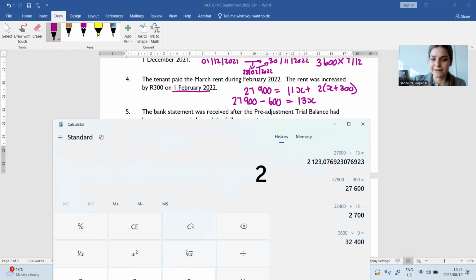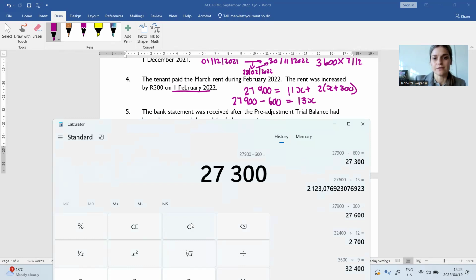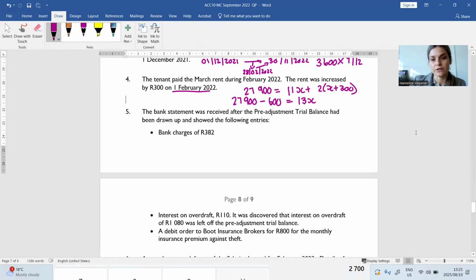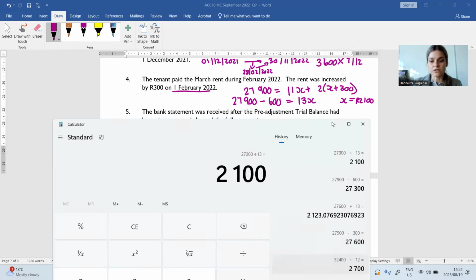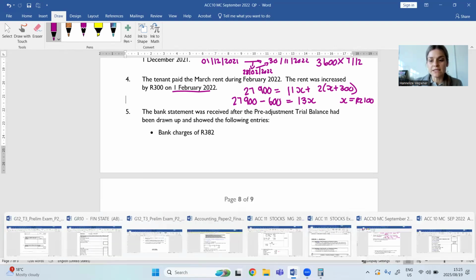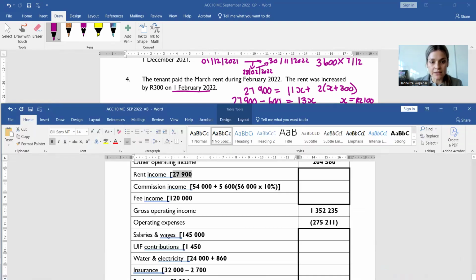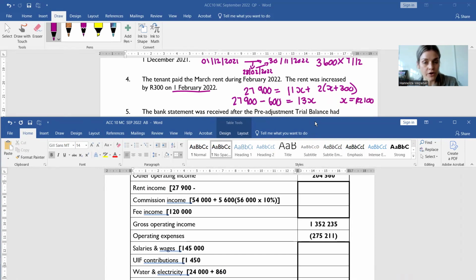So now I can do my calculation. So 27,900 minus 600. Divide that now by 13. So there you go, 2,100. That was X. So in other words, the amount that you received on a monthly basis before the increase was 2,100. So you must now remove one of those months because it should not be included in your current financial year because it was received in advance.